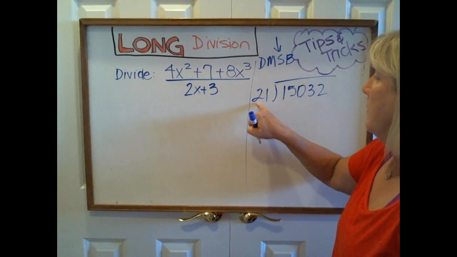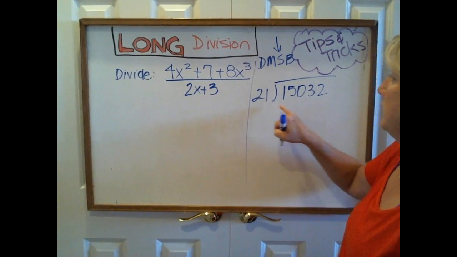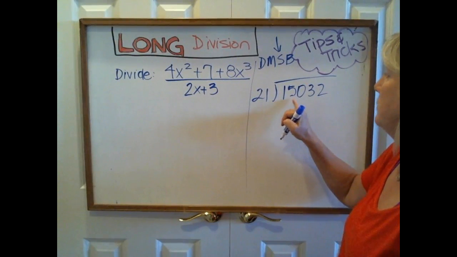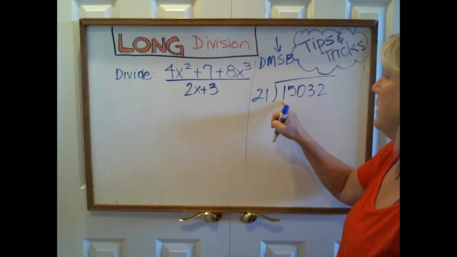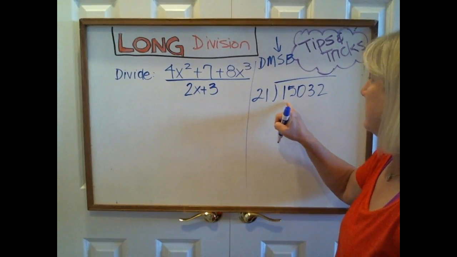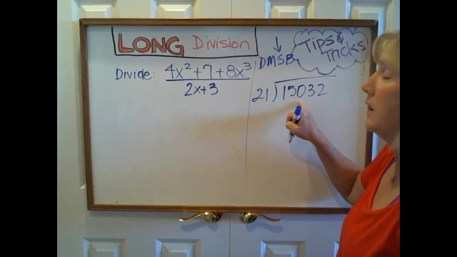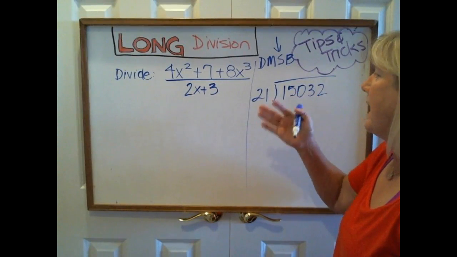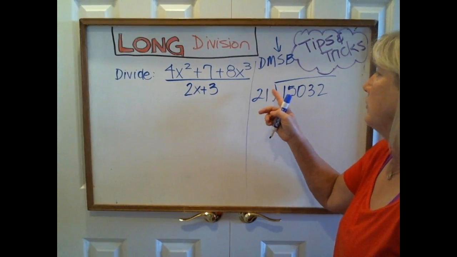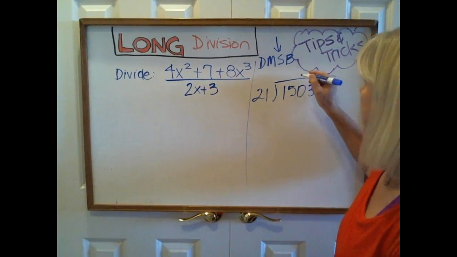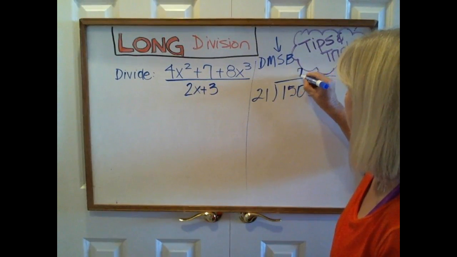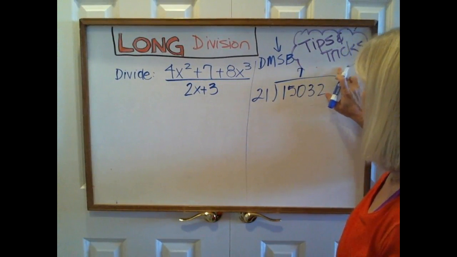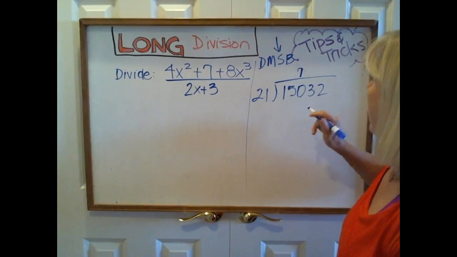So divide, we're going to take 21 into 15032. So what we do is we go through these digits. So 21 doesn't go into 1, 21 doesn't go into 15, but 21 goes into 150. And you can sort of estimate with 20. So how many times would 20 go into 150? And I'm going to say 7.